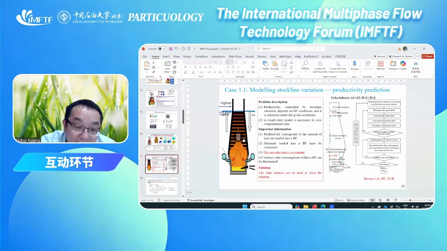Then we check if they are equal to the coke loaded into the blast furnace. If it's too much, or if it's larger, then we just reduce the feeding rate. Otherwise, we increase the loading rate. Then using this coke balance, we can also determine the adjustment rate for the next iteration.